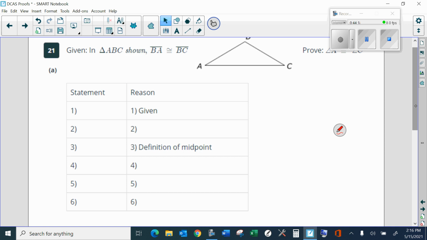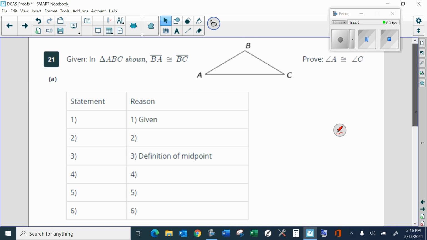Given BA is congruent to BC. Well, what do we have then? On an isosceles triangle, very first thing, you're trying to prove A is congruent to C. The isosceles triangle theorem. That's what you're trying to prove. So obviously you write down what's given. Step 1.